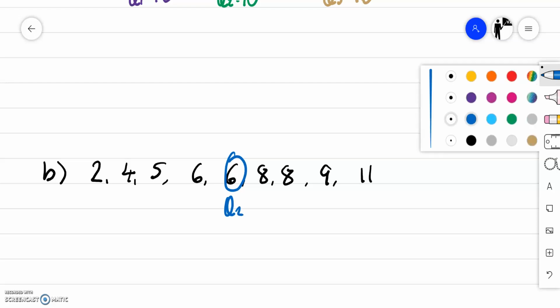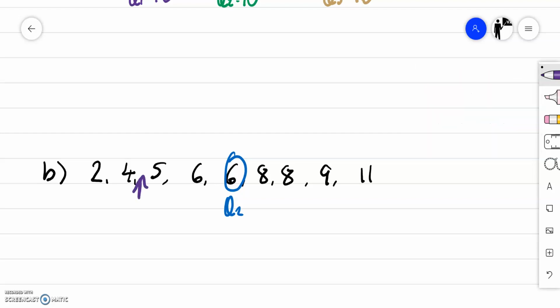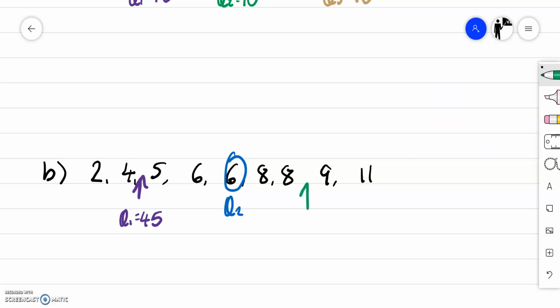We'll then do it for the lower quartile. So we've got 2 and 6, 4 and 5. So it's going to be in between 4 and 5. So Q1 is 4.5. And then above the median, 8 and 11, 8 and 9. It's going to be in the middle of 8 and 9. So Q3 is 8.5.